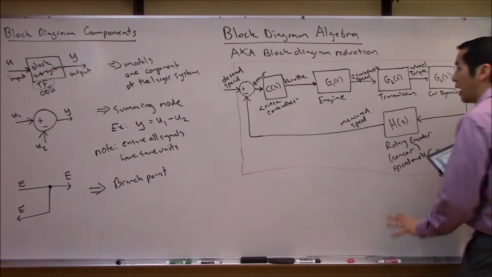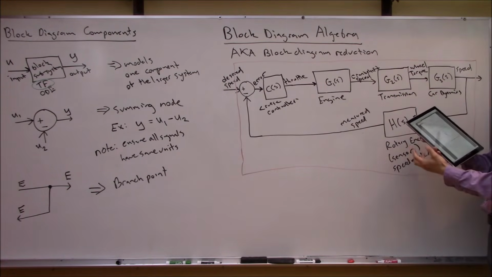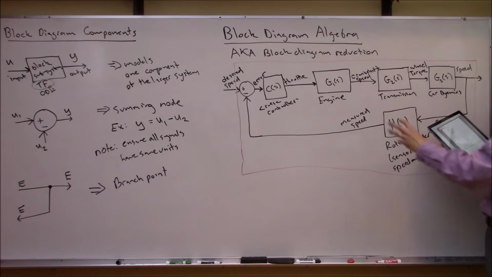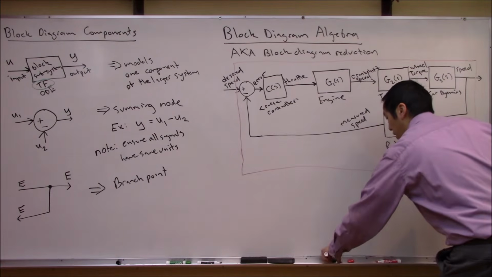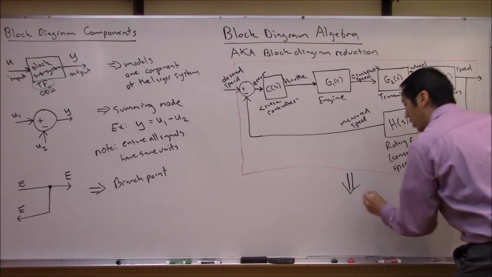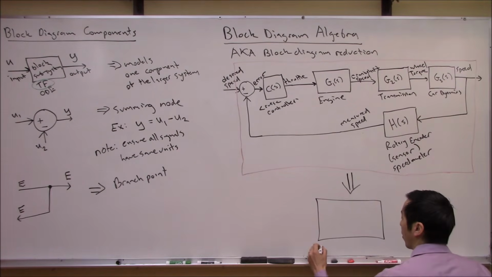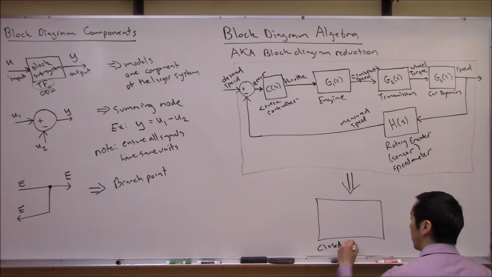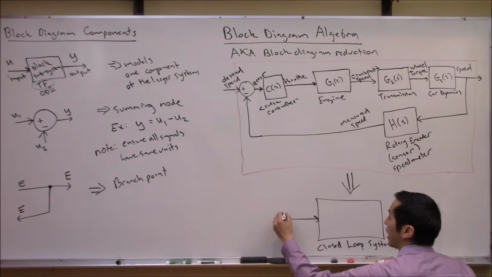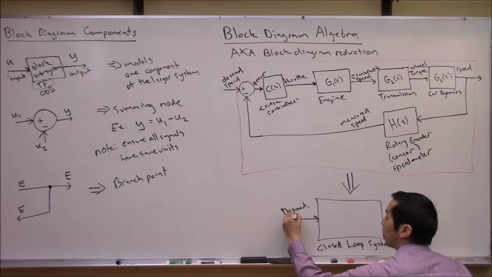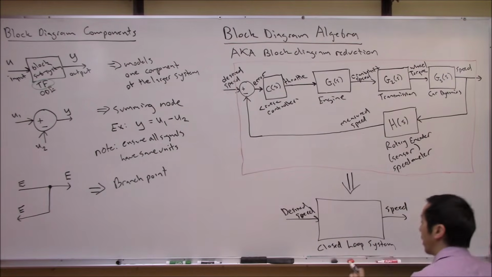But what I want to be able to do is, can I somehow combine these blocks here or do mathematical reductions here so that I can make this entire thing, everything that's inside the red, into something simpler? Let's call it the closed loop system, where you put in the desired speed, right? And out comes the actual speed of the car here, right?